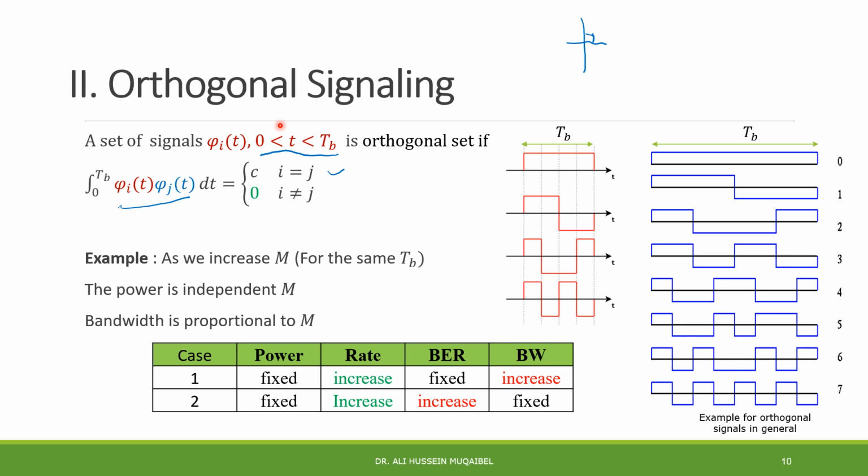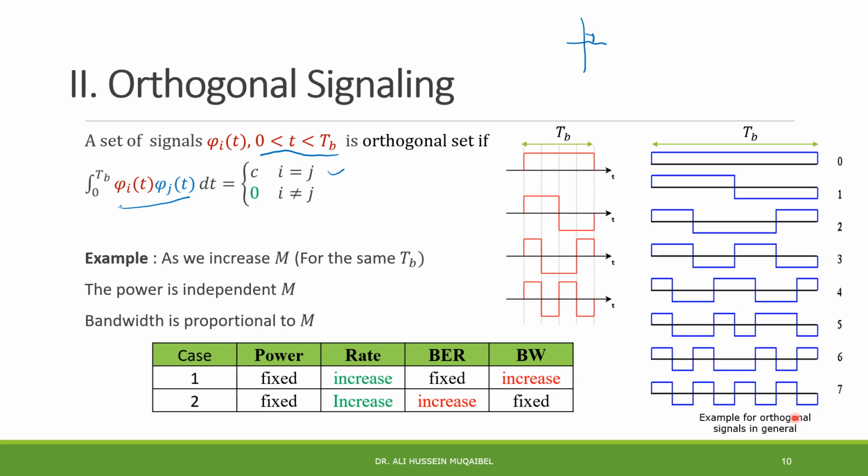Now we can build the following table. For orthogonal signaling, the power is not supposed to increase. We have fixed power as we increase M, as we go to 4, then to 8. What increases is the rate, because now we're sending 2 bits at a time. This entire thing represents 0 0, 0 1, 1 0, and 1 1. Here we have 3 bits, 0 0 0 up to 1 1 1. So the rate will increase. Every one symbol will carry more data.